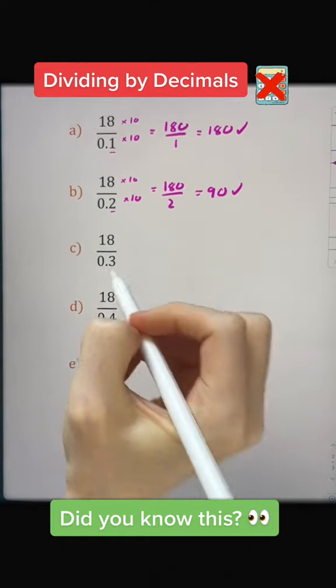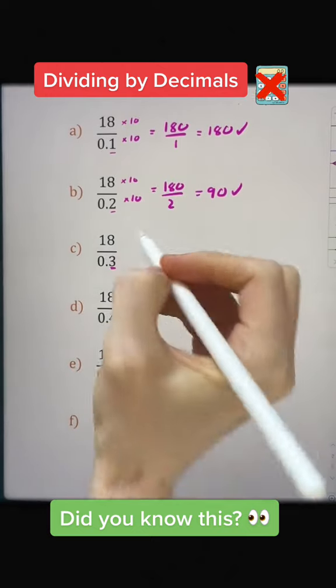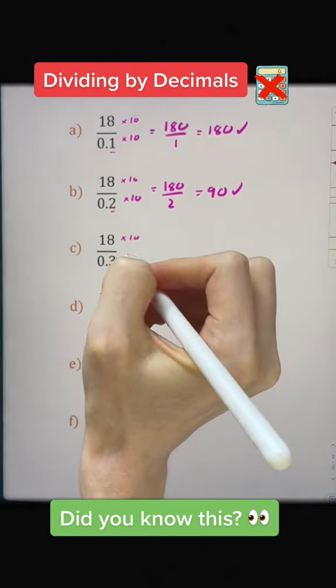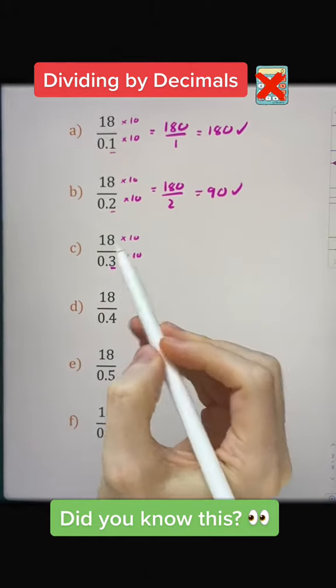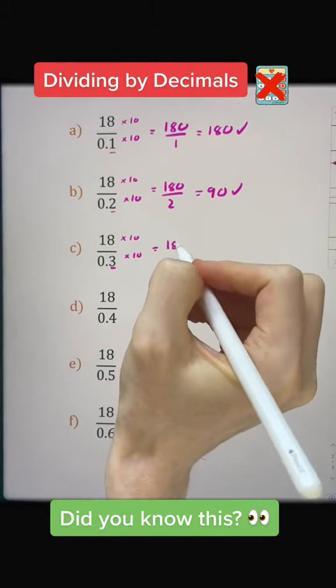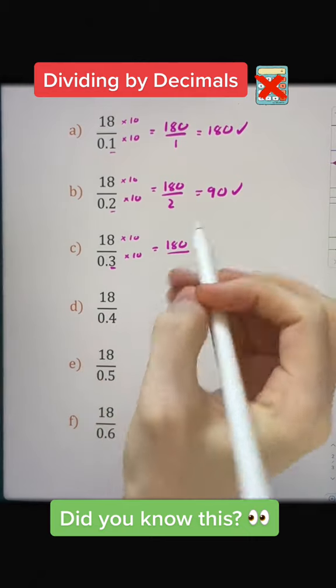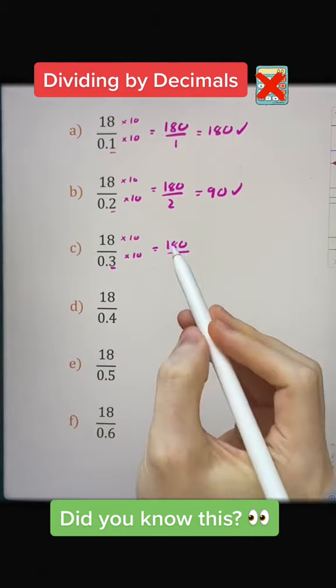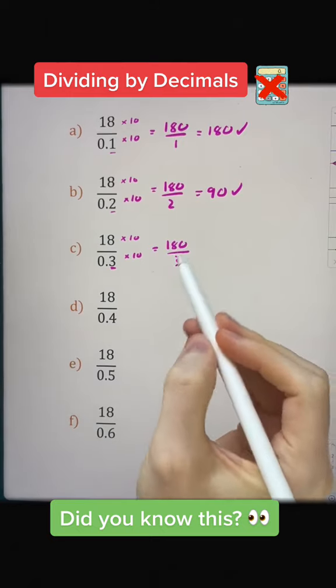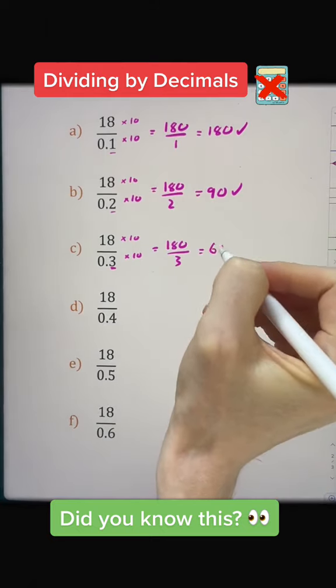For part C, again we've got one digit after the decimal, so I'm going to simply multiply the top and bottom of my fraction by 10 to keep it equivalent. 18 times 10 will give us 180, and the bottom 0.3 times 10 will give us 3. Well, I know 18 divided by 3 is 6, so 180 divided by 3 will give us 60.